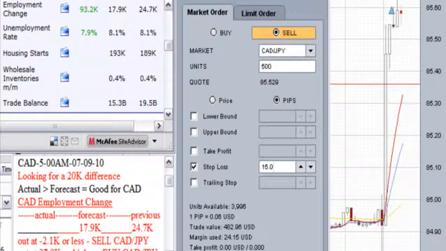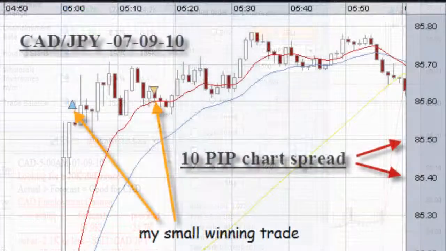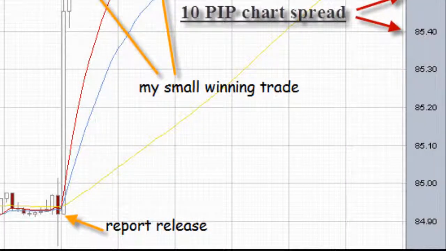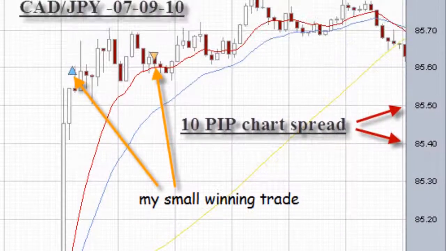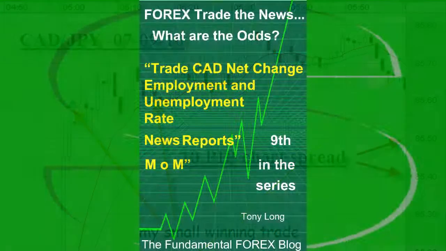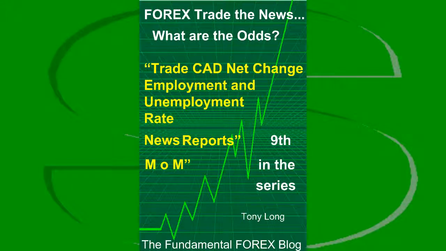Here is the chart. This is the chart for the currency pair Canadian dollar versus the Japanese yen, showing one winning scalp. The actual report was outside the economist's forecast by a good amount, and was good for the Canadian economy. This looked good for my plan, which called for buying the Canadian dollar and selling the Japanese yen.